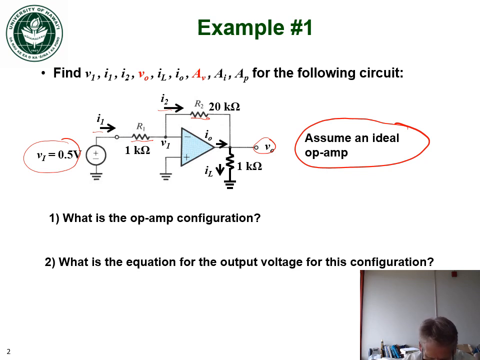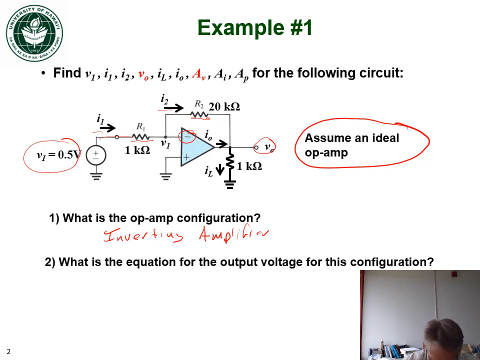So the first question is, what is this op-amp configuration? And the answer to that is that this is an inverting amplifier, right? And we can tell this is inverting because the input is going into the negative terminal of the op-amp.